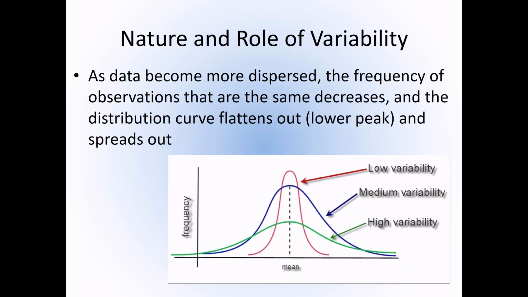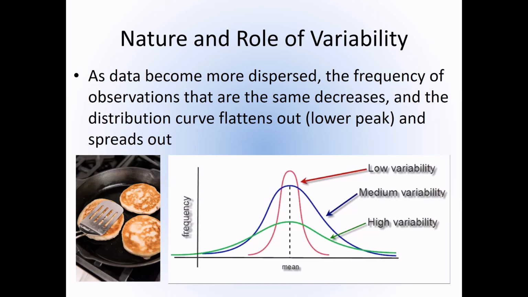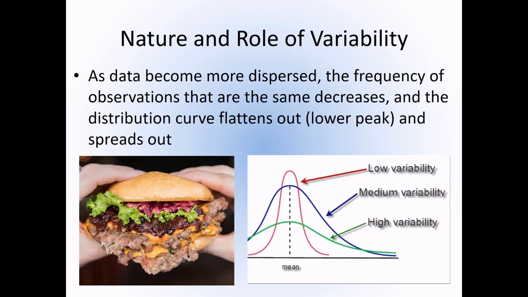So we can look at a curve for our data, and this will give us an understanding of how variable our data is. The less variability, the more similar our data are, the tighter packed they're going to be, and the higher the peak is going to be, like the curve in red. And as we increase variability, decreasing the similarities among our observations, our distribution is going to get more flattened out, kind of like if we were to flatten out a pancake on a griddle, or if we were to squish a hamburger or a sandwich that's too large to fit into our mouths.